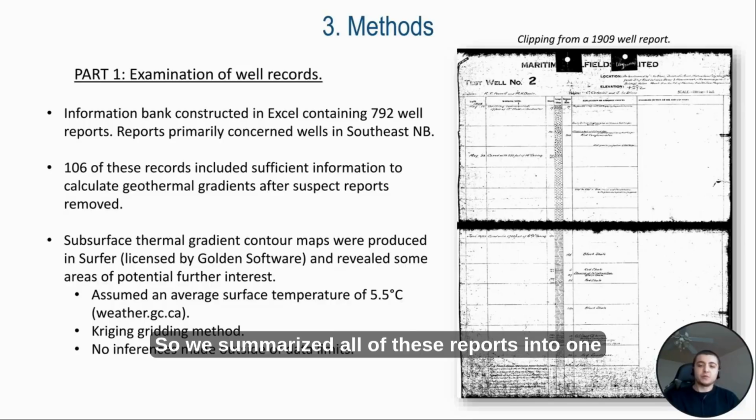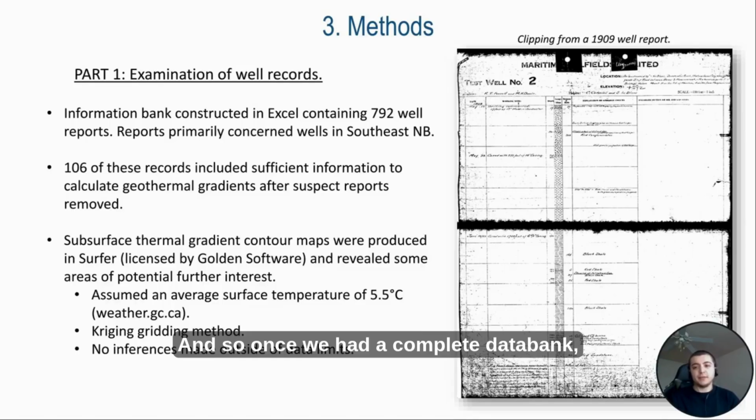So we summarized all of these reports into one data bank, which we made in Excel, and that data bank includes information for each well, such as its identifying number, where exactly it is located, its drill depth, whether the well was deviated, and other information.